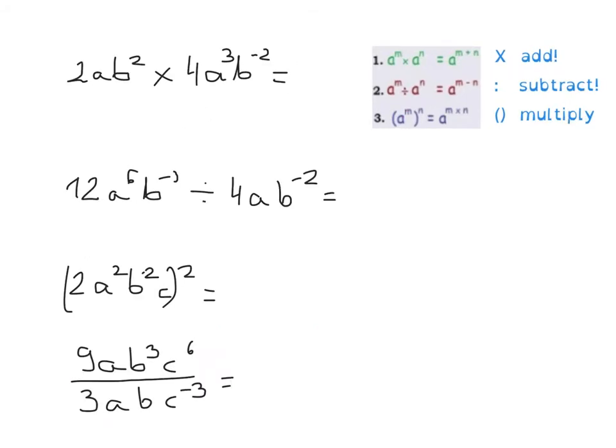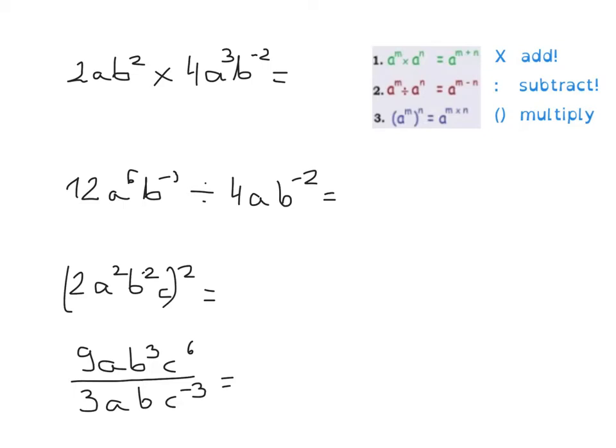So let's have a look at more complicated questions in here. You still have the rules in front of you. Again, if you multiply, you add the indices. If you have division, you subtract. If you have a bracket, you multiply these two. Now let's start with the very first one.